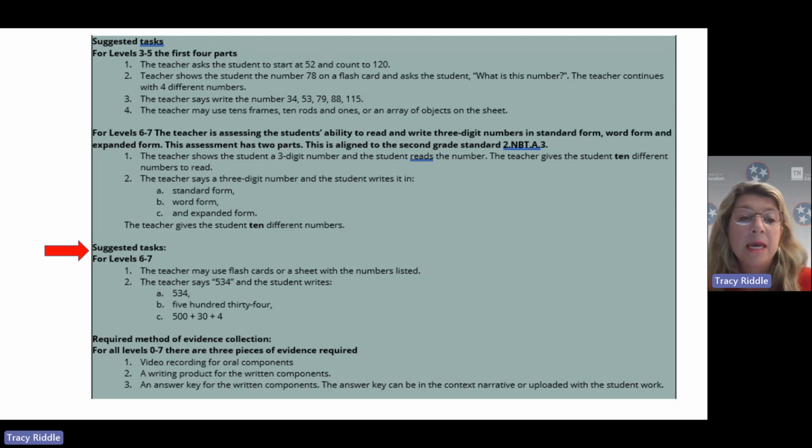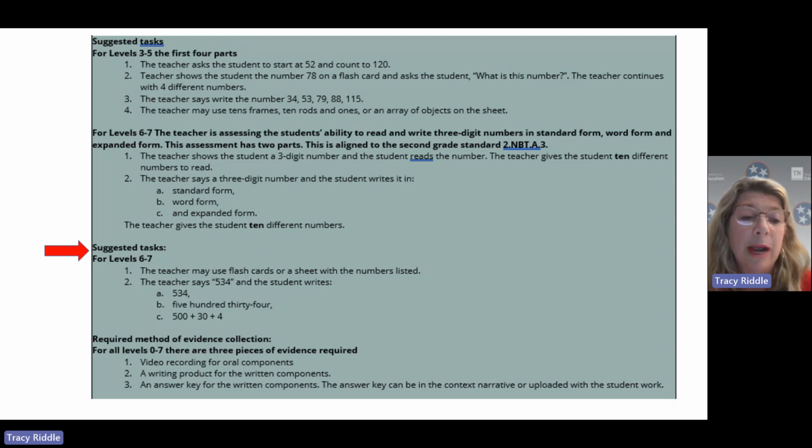That is fine. For the second part, this is just one number you could do. There are 10 that you must assess. For example, you would say 534. And then on paper, the student would write the 3 forms: 534 for the standard form, the words "five hundred thirty-four" for word form, and then for expanded form, 500 plus 30 plus 4.